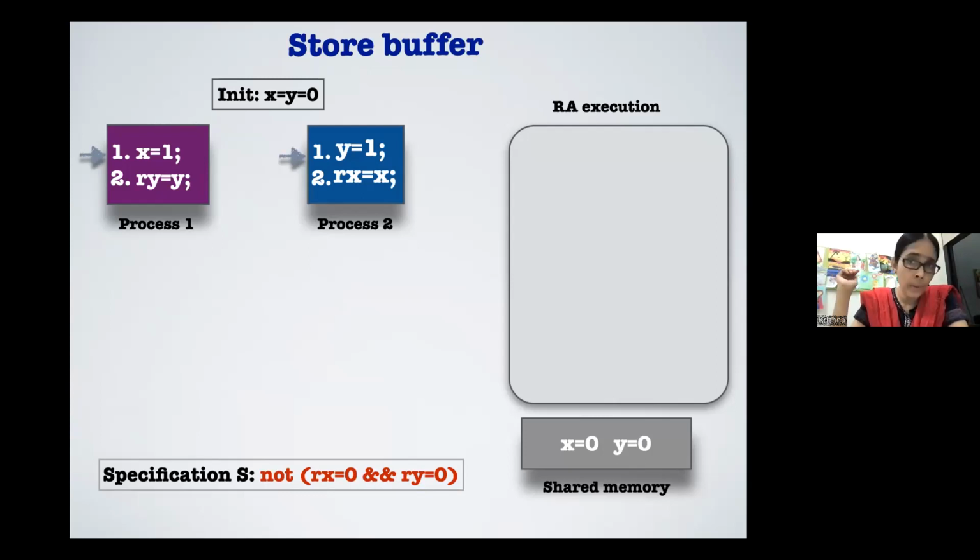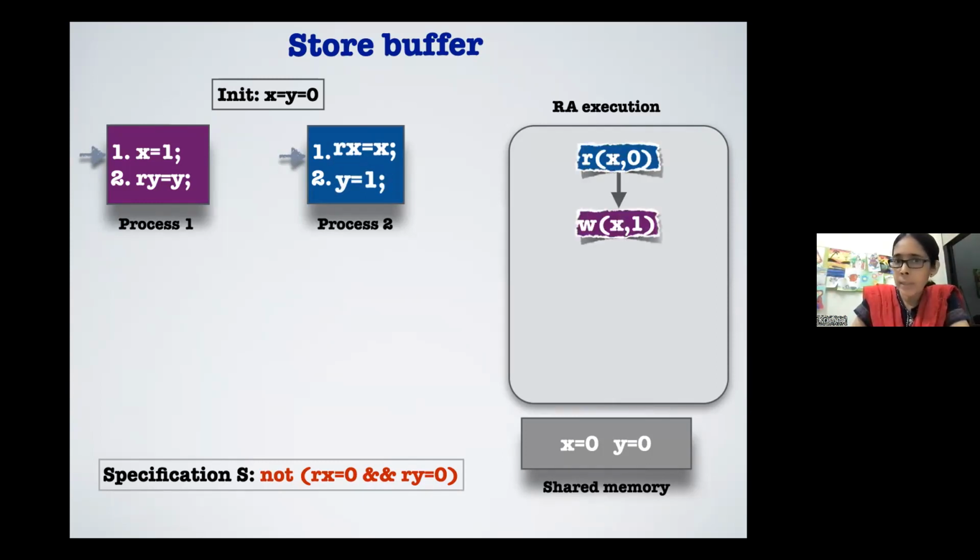when we finish executing this program? If we think in terms of sequential consistency, we know that this is not possible, because let's say you start executing process 1 first, then you will write 1 into x. And the moment that happens, you cannot read 0 into Rx. Likewise, if process 2 were to execute first, you will not be able to read 0 into Ry. However, as we will see, this is possible under release acquire, that it is possible to obtain both Rx and Ry to be 0. So let's see how this is possible.